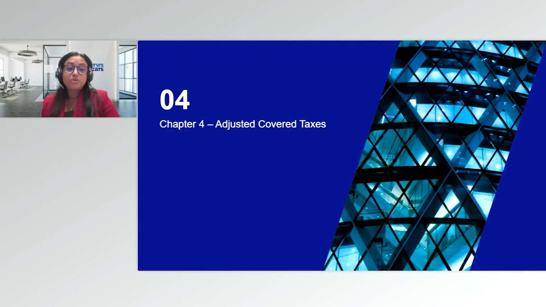Chapter 4 includes the rules that determine the amount of taxes that are to be associated with the GloBE income or loss determined in Chapter 3. Both the GloBE income or loss and the adjusted covered taxes will be used to calculate the Pillar 2 ETR. Chapter 4 will be covered in depth during session 6, and during this session we want to illustrate how certain adjustments affect the Pillar 2 ETR.